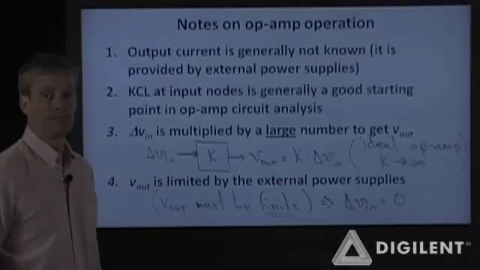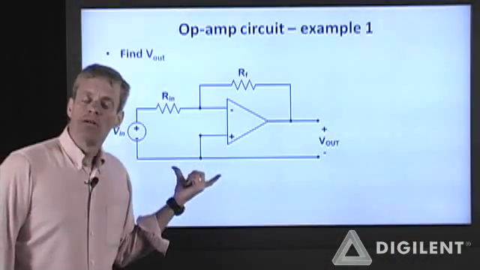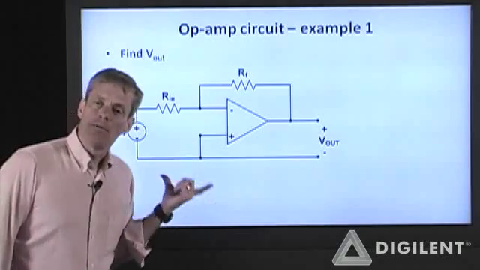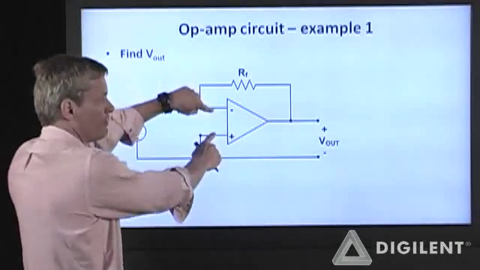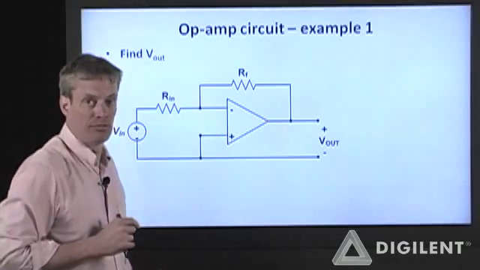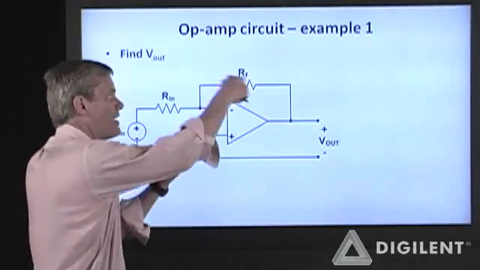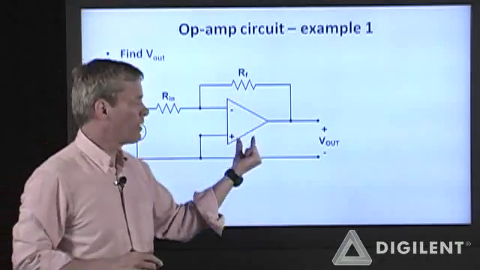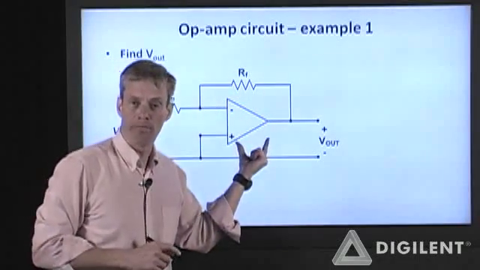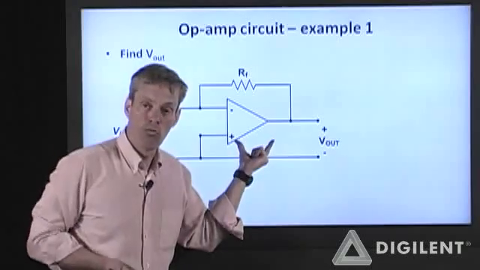Okay? Let's do an example of analyzing an operational amplifier-based circuit. Here is my op-amp. It has 2 inputs and 1 output. It also has some other voltage supplies and some resistors hanging around here, and what I haven't shown are the external power supplies. I generally won't show those.